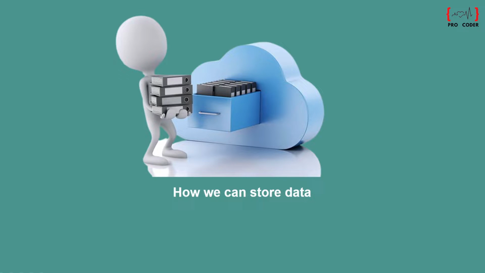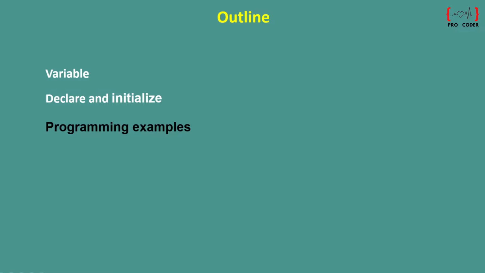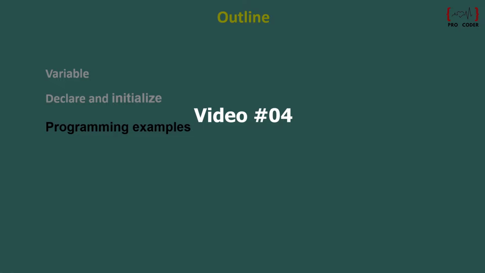So here is our outline. We will talk about what variables are and why we need variables in almost every programming language. After that we will learn how to declare variables in C program, how to initialize variables in C program, and finally see some programming examples that clear your concept about variables. Let's start.